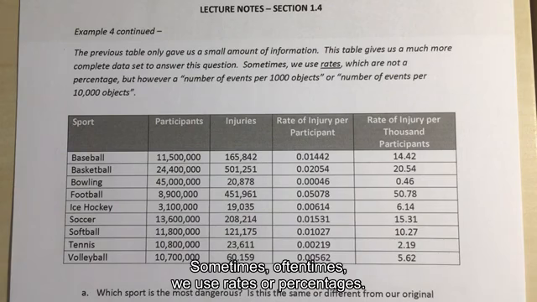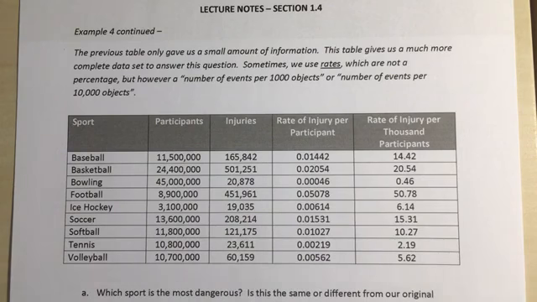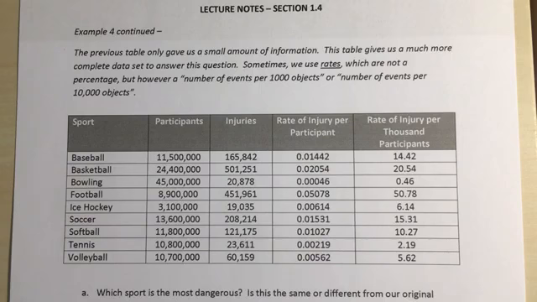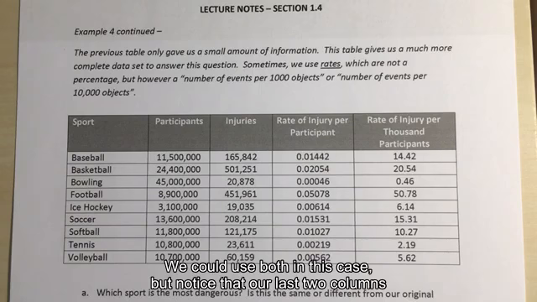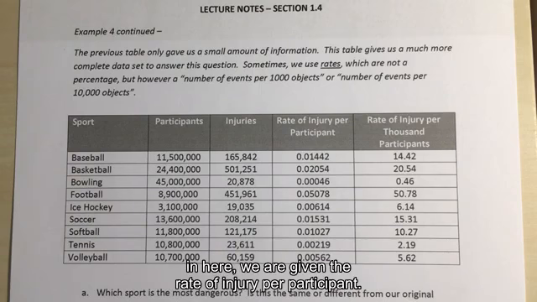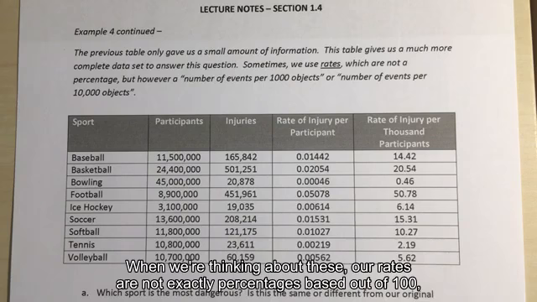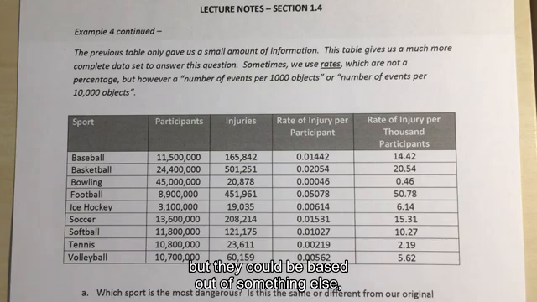Oftentimes we use rates or percentages. In some cases we're going to use percentages, in some cases we're going to use rates, and we could use both in this case. Notice that in our last two columns, we are given the rate of injury per participant. Our rates are not exactly percentages based out of 100, but they could be based out of something else, a number of events out of so many objects.